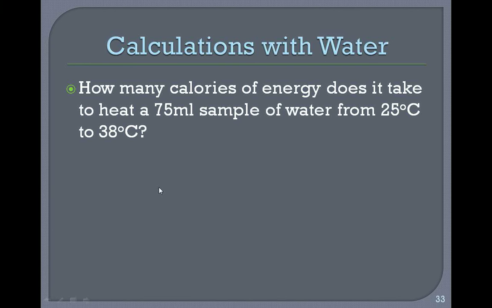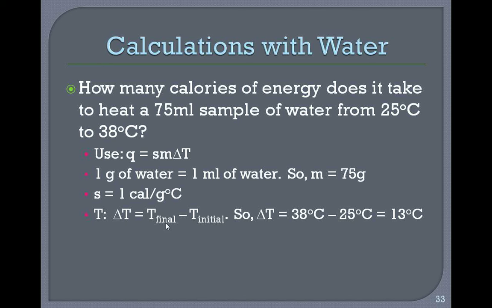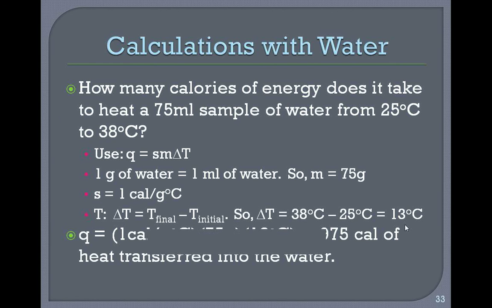So here's a calculation. How many calories of energy does it take to heat a 75 milliliter sample of water from 25 degrees Celsius to 38 degrees Celsius? We're going to use Q SMAT. And remember that 1 gram of water is 1 milliliter of water, and this is only true for water. So we could say the mass is 75 grams. The specific heat from a chart is 1 calorie per gram degrees Celsius. The temperature change is the final minus the initial. So we have the final, which is 38 degrees, minus 25 degrees is 13 degrees.